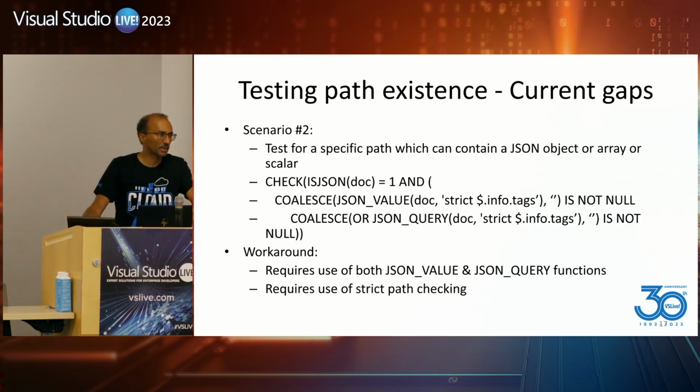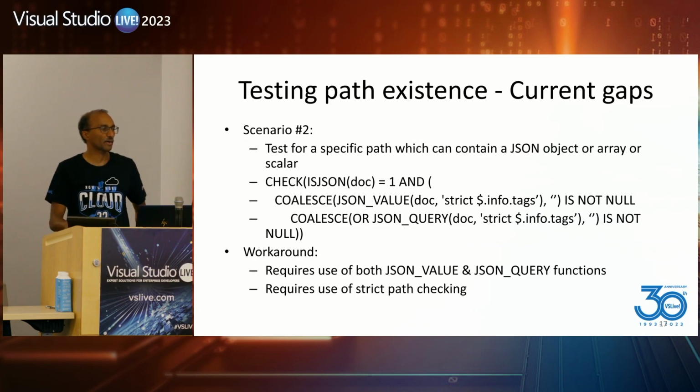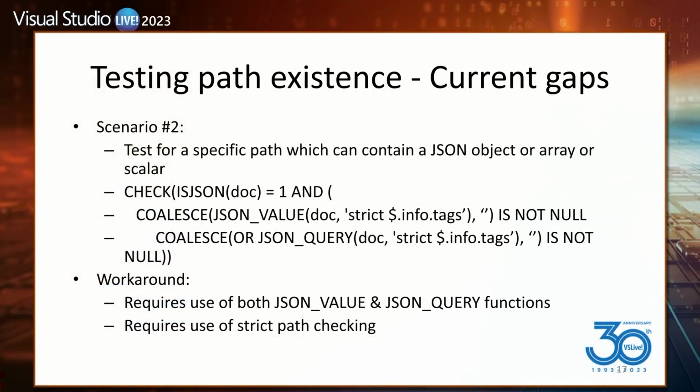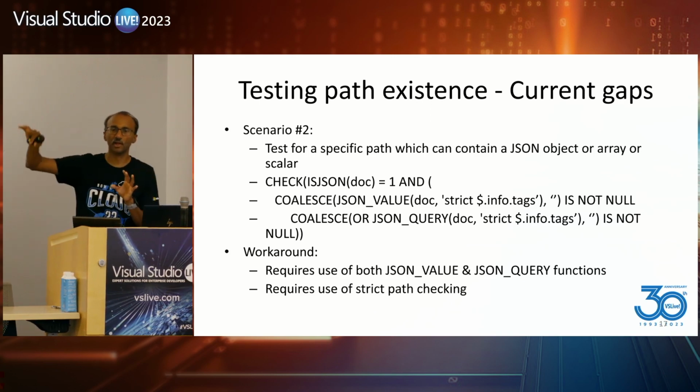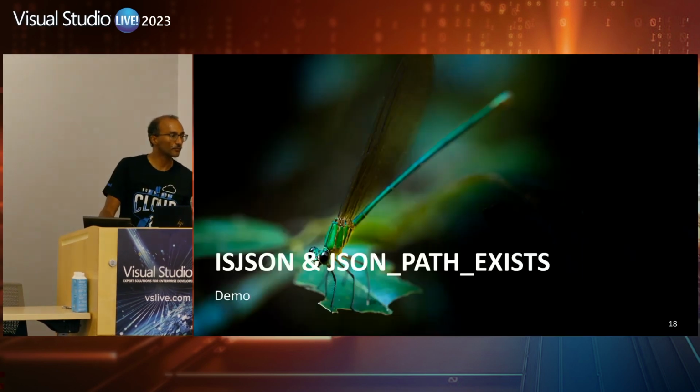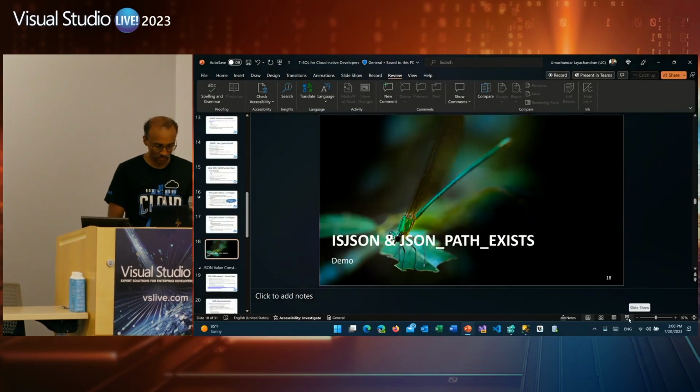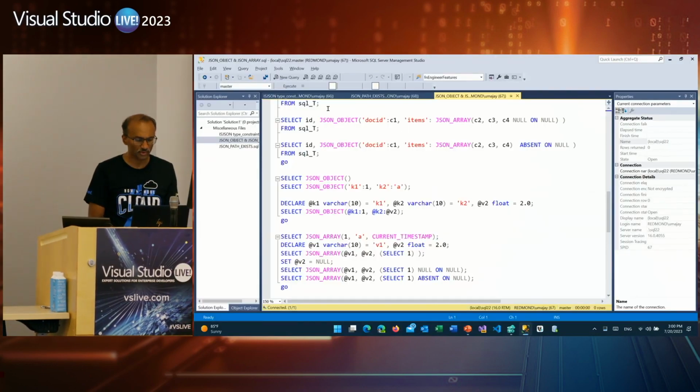Here is another example where you are checking for a specific property, like info.tags, and it could be a string, an object, or an array. Now you'd have to write all of this complex logic to make sure that you're not missing anything. This can be simplified by the new function because it simply tests if the path is there. It doesn't care what value is there. With that, let's go and look at how this works.